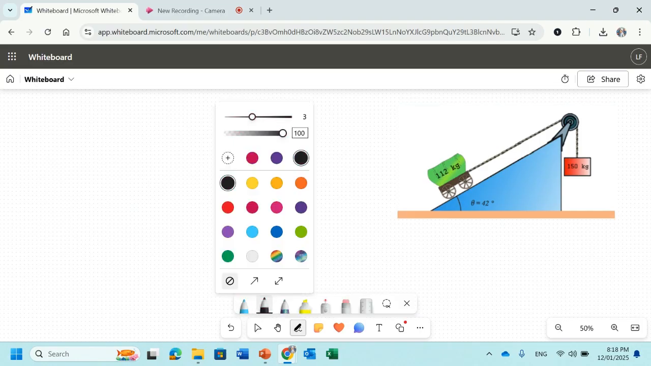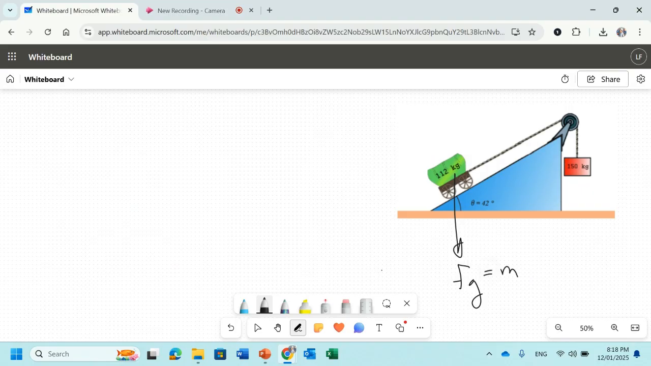First, I have the force of gravity down, the weight. How can I calculate the weight? It's mass times free fall acceleration. So m is 112 times 9.81, and this will equal 1098.72 in Newtons.